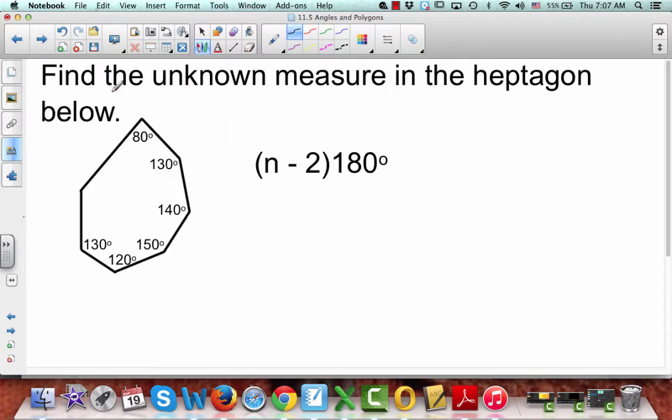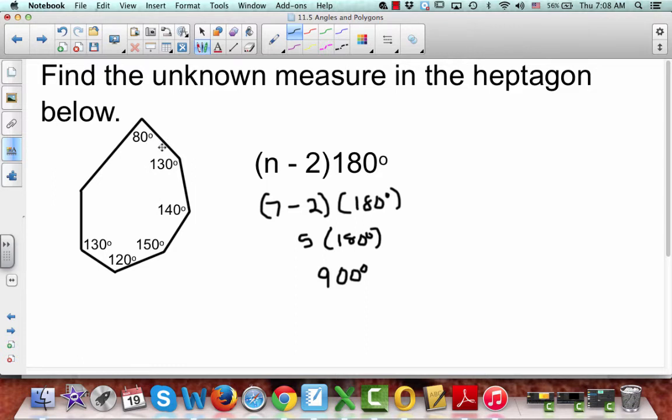Alright, now we're going to find the unknown measure in a heptagon below. So we know all these angles, and what we're trying to find out is this angle. So remember, if you've got all the angles except one, all you got to do is take the total and minus the rest of them, and you'll find the missing angle. So we need to know how many sides this has. This heptagon has 7 sides, so we come over here and we go 7 minus 2 times 180 degrees. That gives us 5 times 180 degrees, or 900 degrees.